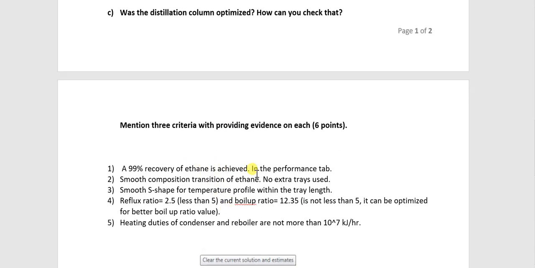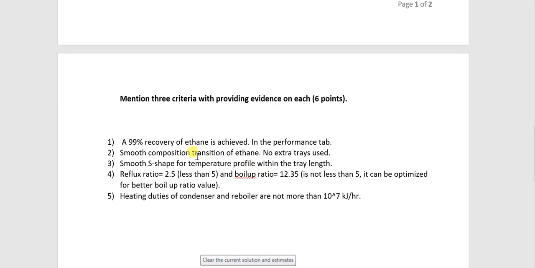99% recovery of ethane is achieved, as seen in the performance tab, with a smooth composition transition of ethane and no extra trays used.